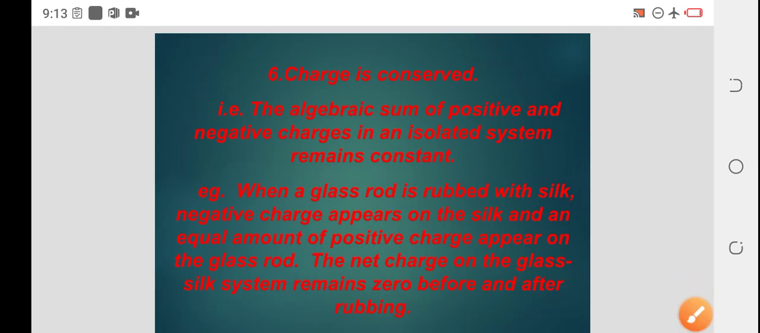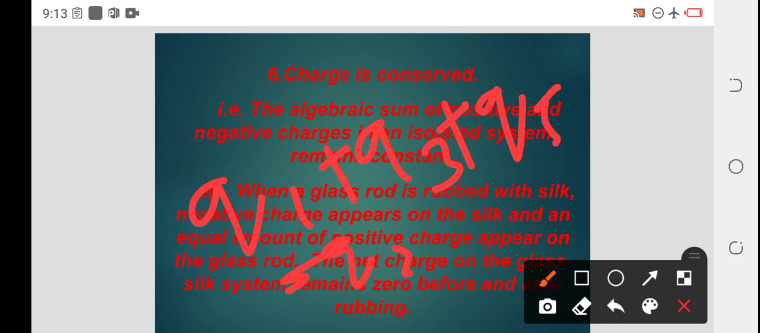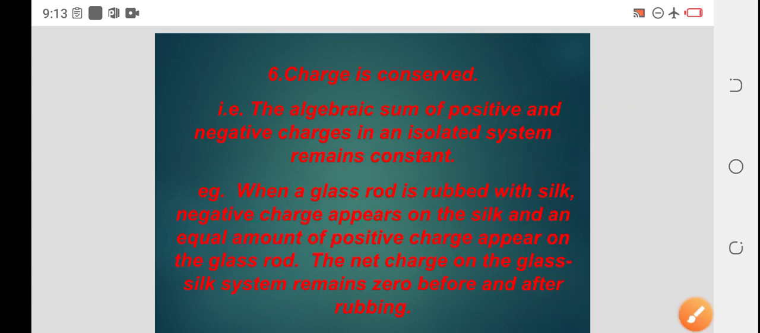So Q1 plus Q3 plus Q5 is equal to Q2, Q4, Q6, and this is about the algebraic sum, and this will be 0. This will be called the conserved, or remain constant. The algebraic sum of positive and negative charges in an isolated system remains constant.